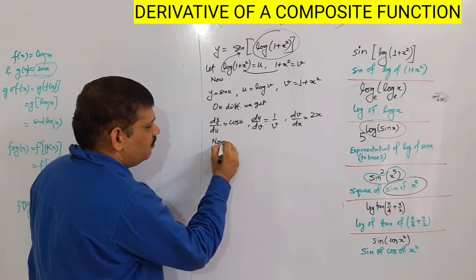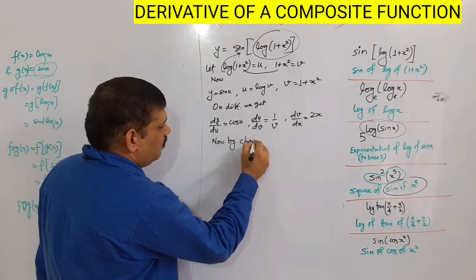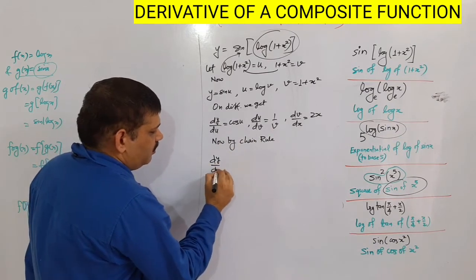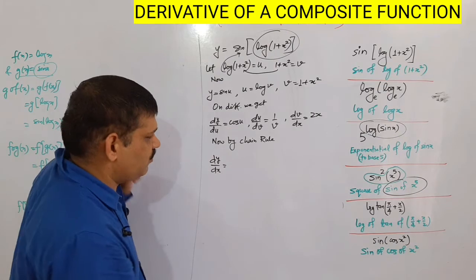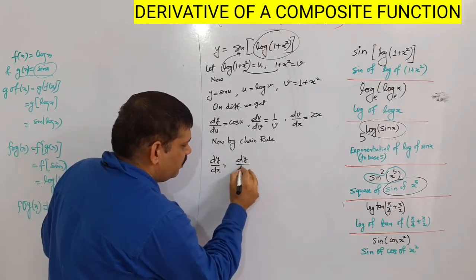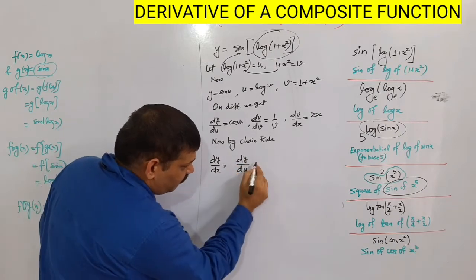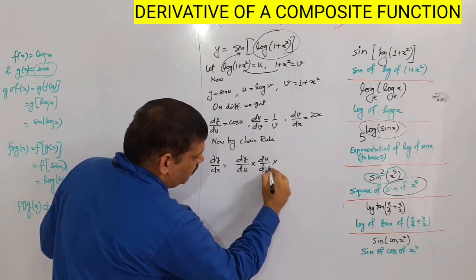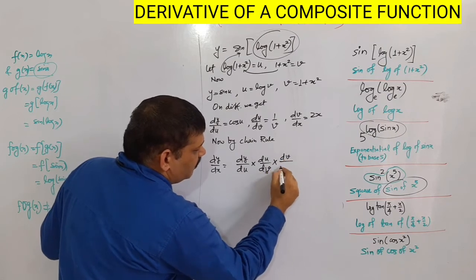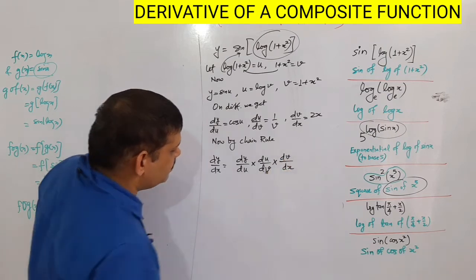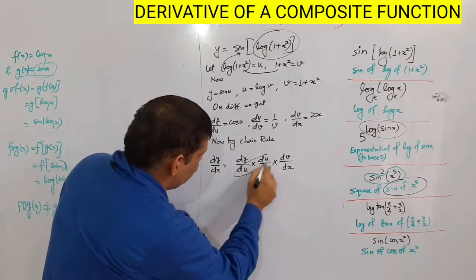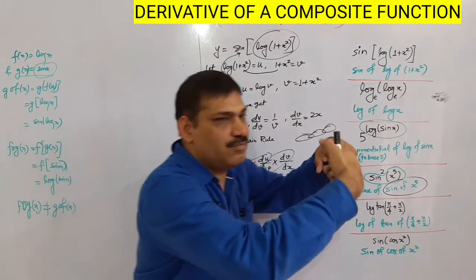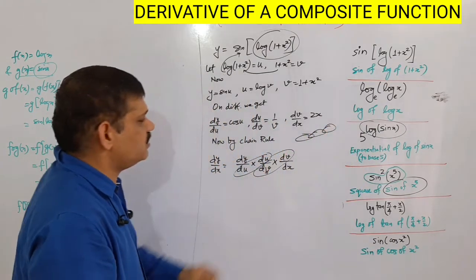Well, now by chain rule, we need dy by dx, that is derivative of y with respect to x, that is equal to derivative of y with respect to u, and the derivative of u with respect to v, and the derivative of v multiplied by derivative of v with respect to x. This makes a chain. u, v, v. You must have seen chain. Likewise, this will make a chain. So this is the chain rule.